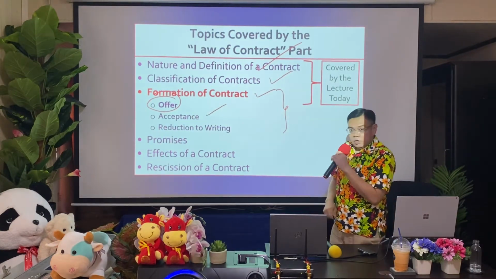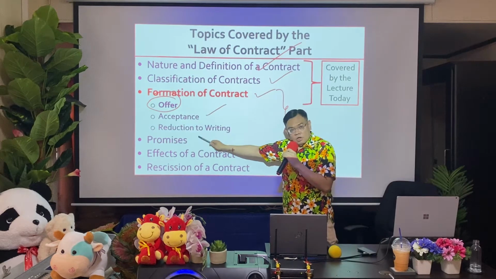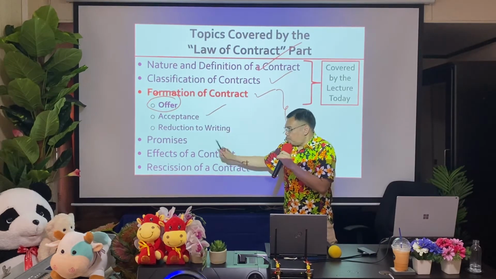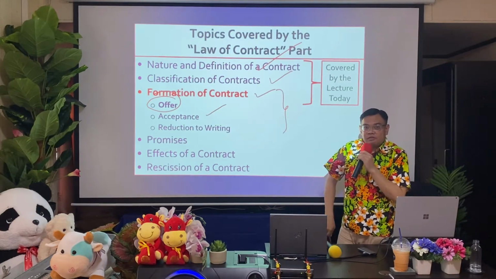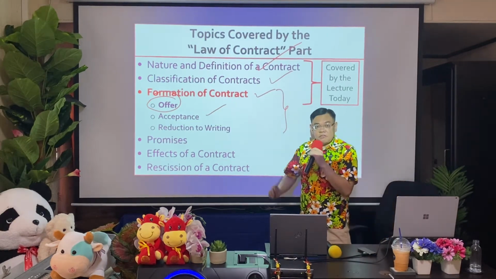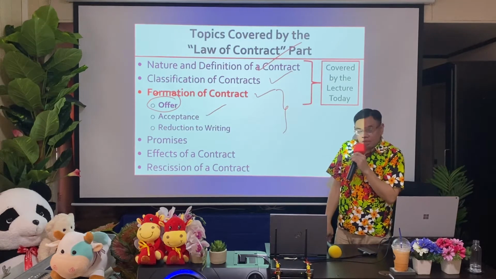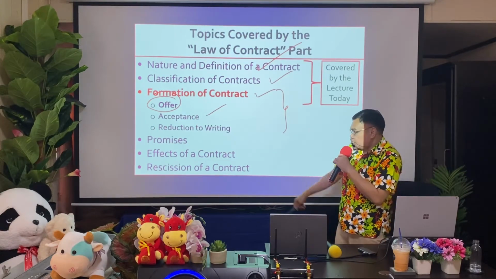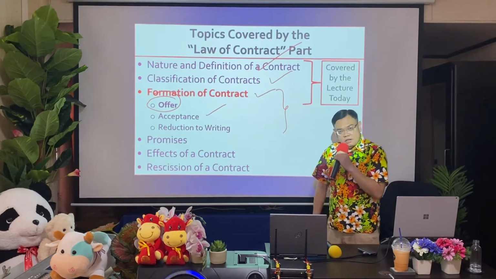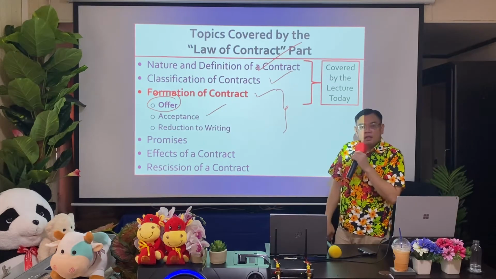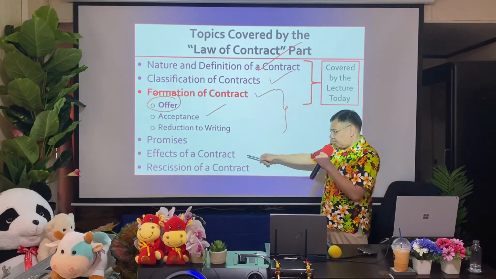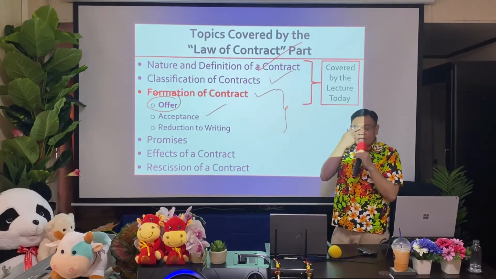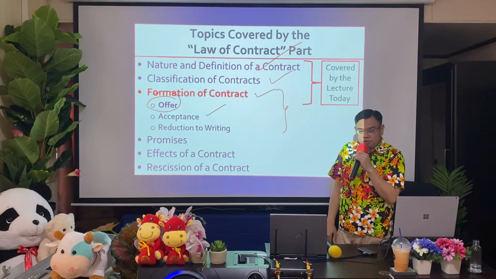We will look at the nature of promises. What is a promise? How is a promise different from some other things? So we will also cover this topic maybe next week. And after next week, we will look at the effects of a contract when a contract is formed between the parties.